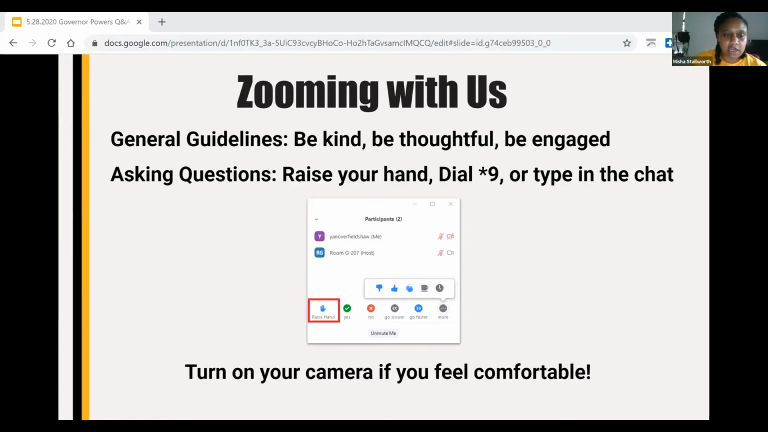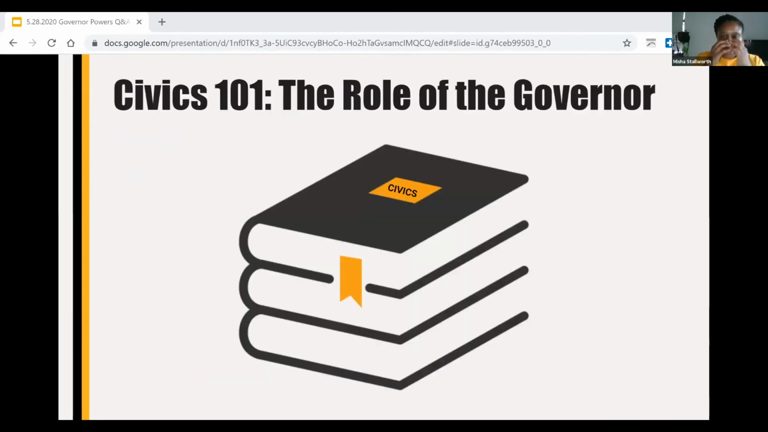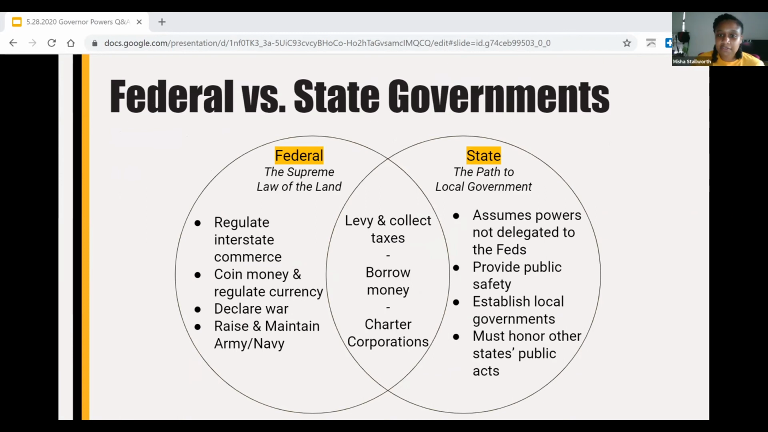So we're gonna just get started with some of the basics, right? We were calling this a Civics 101 session. As we go through this session, you're gonna get a lot of information that's unique to our current time and what's happening with our executive branch during our current moment. But we can't go all the way into that without first starting with some of the basics, some of the foundational information about this branch of government and about how it functions, and also about the state versus the federal.